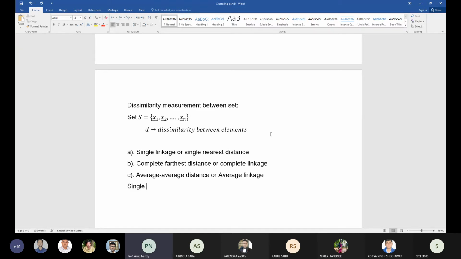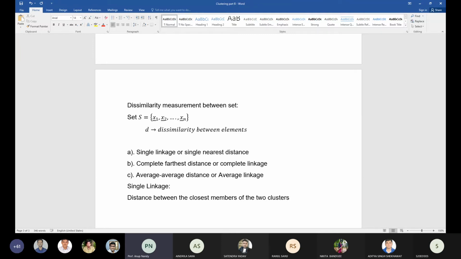Single linkage is the distance between the closest members in two clusters. Distance between the closest member of the two clusters.